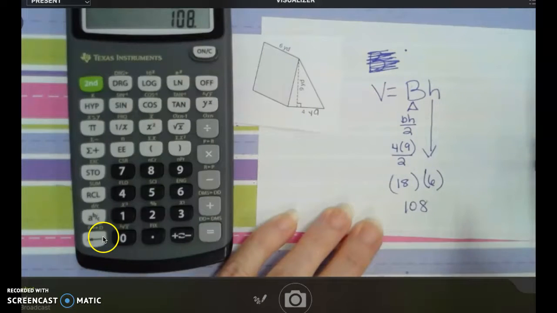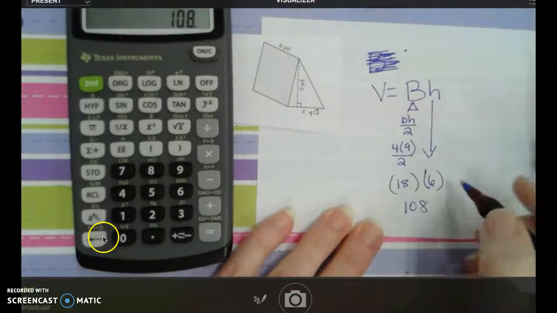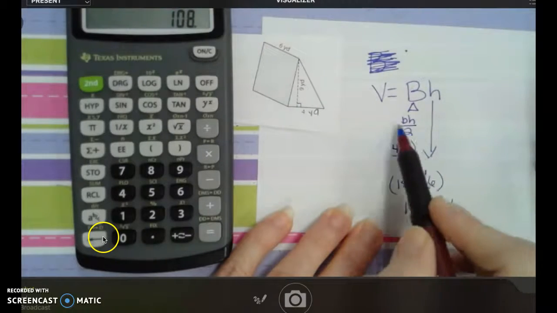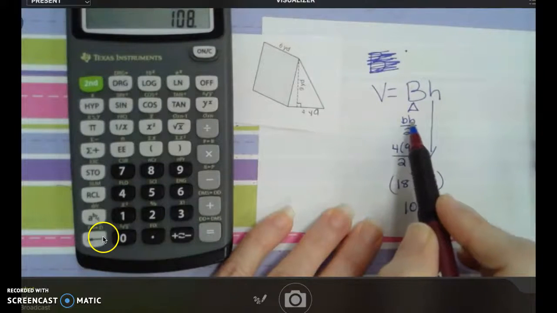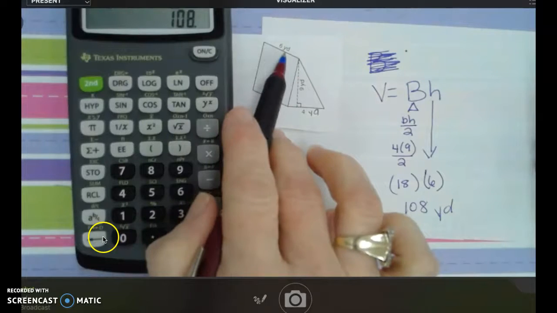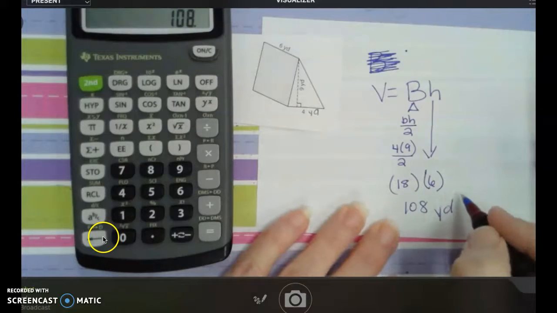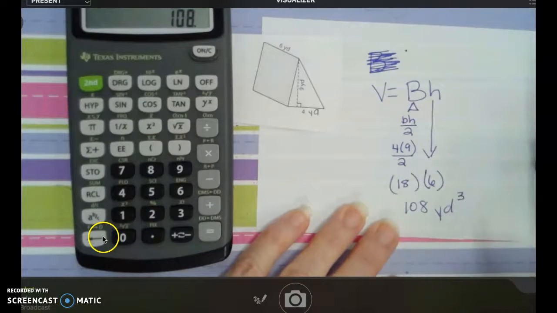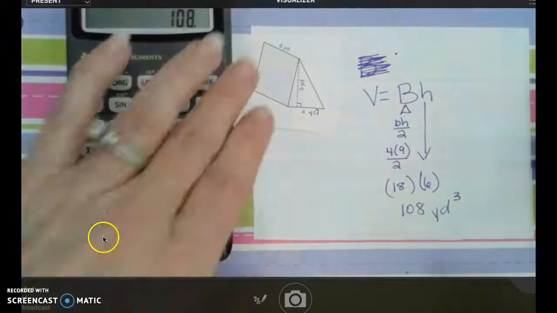And then to find our units, it says yards up here. So when we did base times height, that was yards times yards, and then when we multiplied by the height, that was yards again. Since we multiplied 3 yards together, that's going to be yards cubed, or cubic yards. Okay, let's do another one.